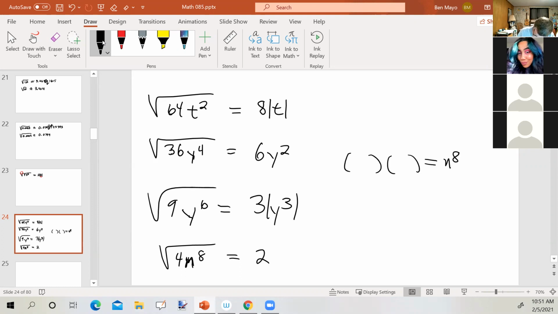N to the 4th power. Do I need absolute value bars here? No, because n to the 4th power couldn't be negative. If n is a real number and it's negative, raised to the 4th power, it's positive. If it's positive, raised to the 4th power, it's still positive. And if it's 0, it's not going to be negative. So just be careful with these.